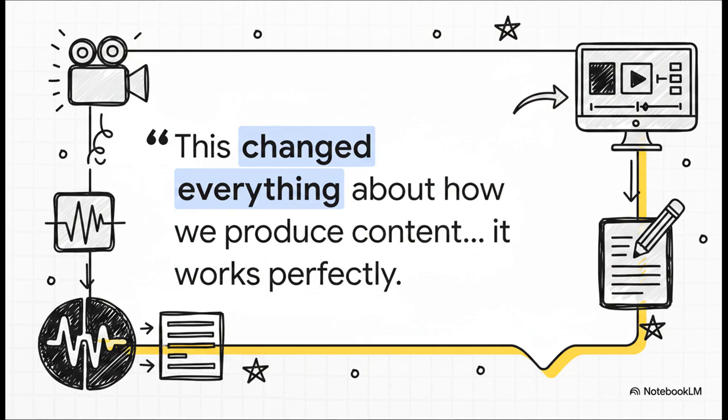Check out this real feedback from a production agency client who processed over 1,000 hours of content. They said, "This changed everything about how we produce content. I don't understand how it works, but it works perfectly." And honestly, that is the exact feeling of using text-based editing for the very first time. You upload your video, the AI transcribes it with over 90% accuracy, and suddenly your video is inherently linked to that text. If you find a typo or you just want to delete an entire sentence, you do it in the text, and the video instantly, seamlessly updates to reflect that exact change.